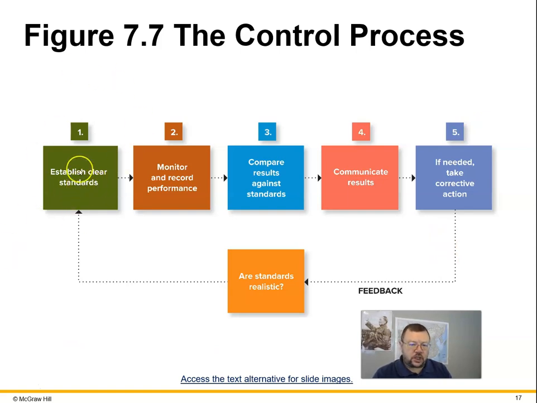Number 1, establish clear standards. This is where we're going. Number 2, monitor and record performance. Are we getting there? Let's see what's happening. Number 3, compare the results against the standards. This is where we want to be. Number 4, let people know, yes, no, and reward people that are doing well and take corrective action for people that are not doing well. Number 5, if needed, take corrective action to make sure that we're on track. And then we compare this with those standards again. Are the standards realistic? Are they achievable?